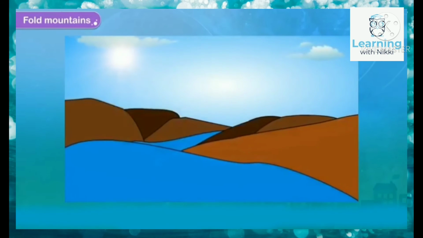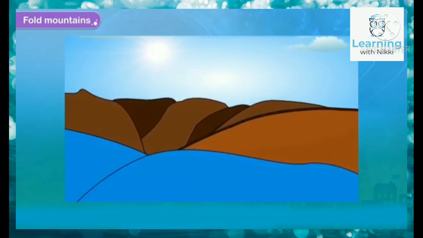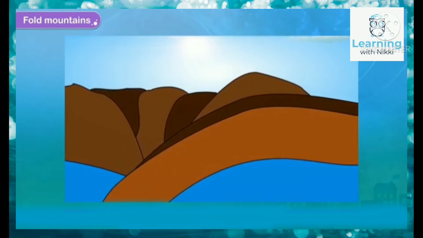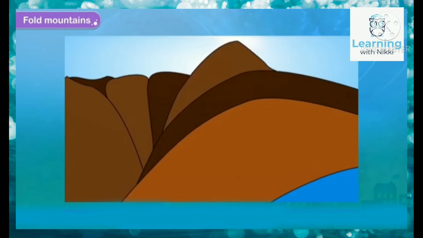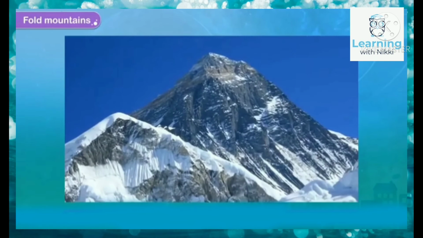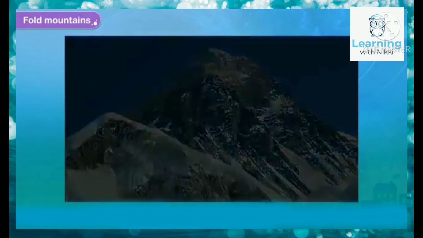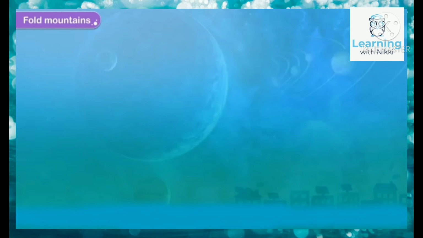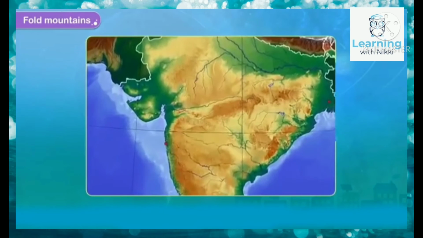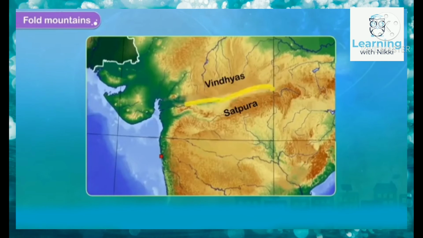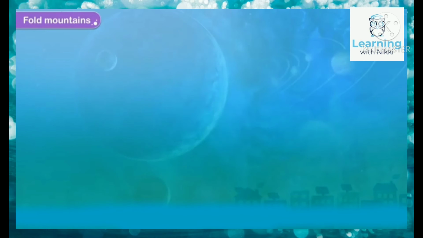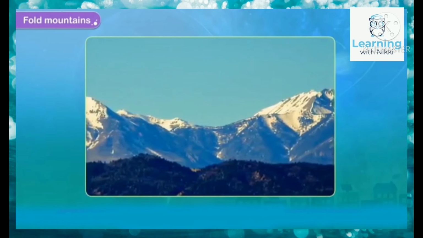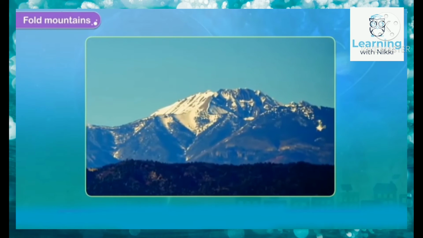Fold mountains are formed as a result of the collision of two large land masses. The upper part of the earth's crust folds in layers, thereby forming mountain belts. The Himalayas are also a very good example of fold mountains. In India, we also see such mountains in between the Vindhyas and Satpuras ranges. The Himalayan ranges are still growing today and are the youngest fold mountains.